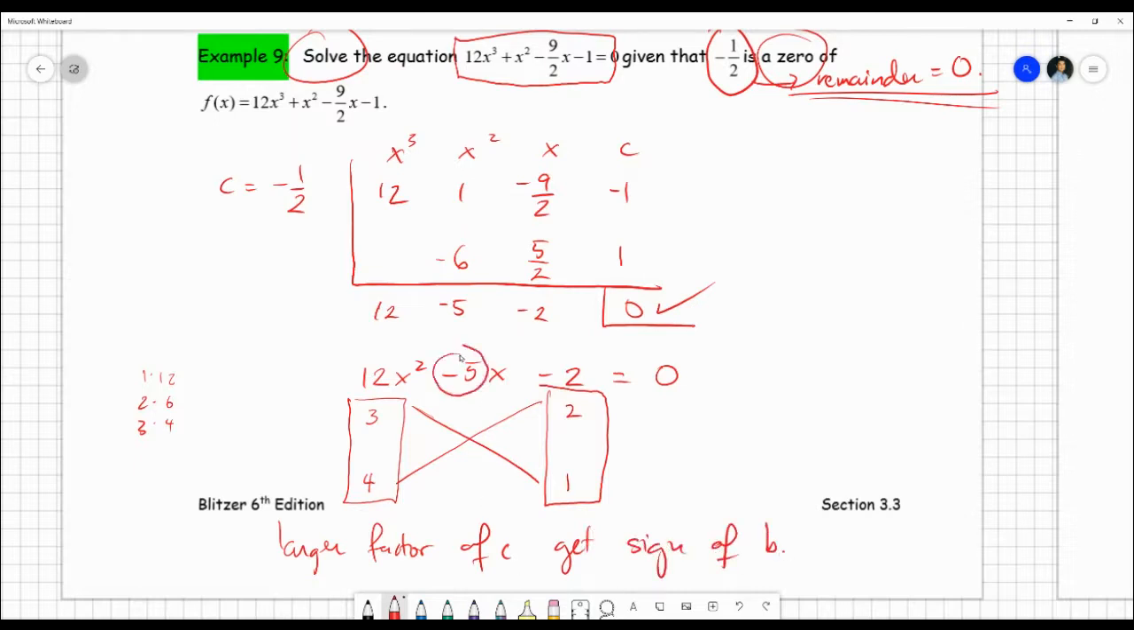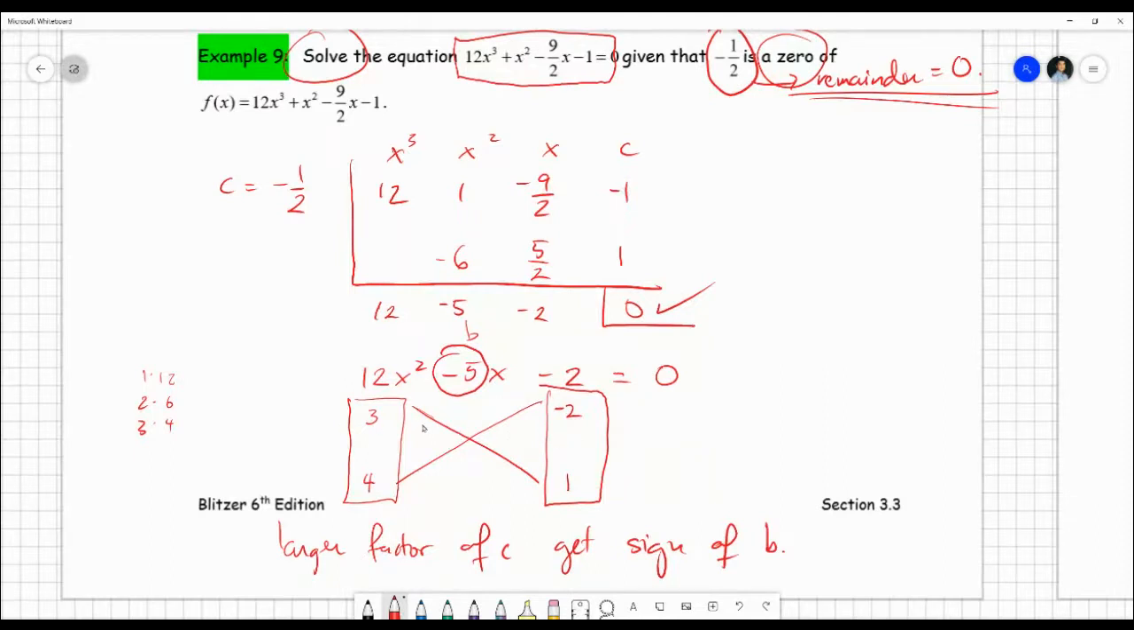So here's b right here. The larger factor of c here is 2, so that is going to get the sign of b. And since the sign of b is negative, this is going to be a negative. Now, this will work 90% of the time. It will work all the time, okay? But most of the time.